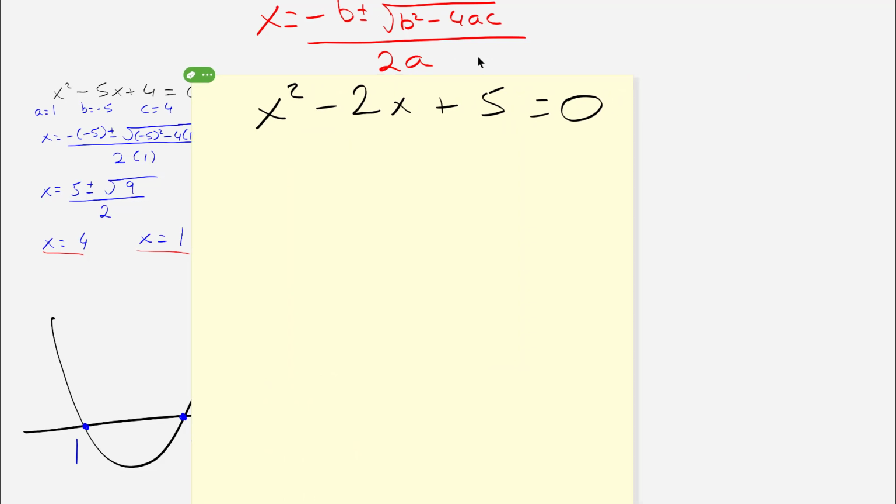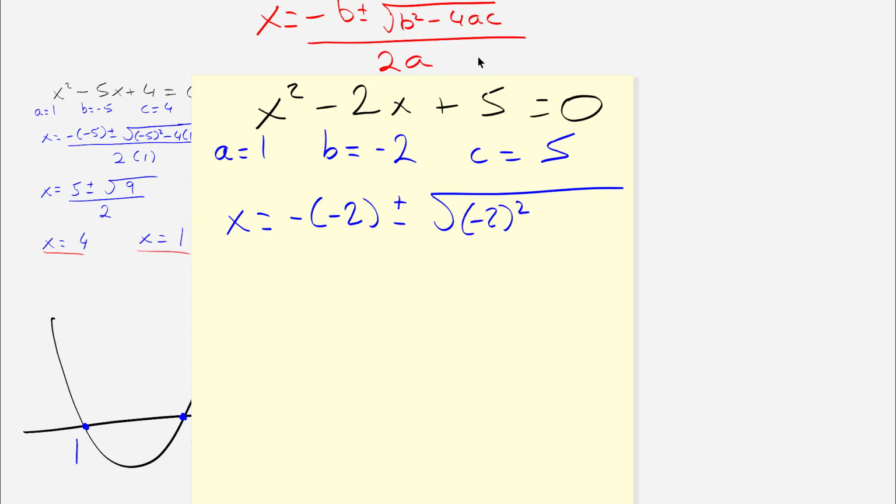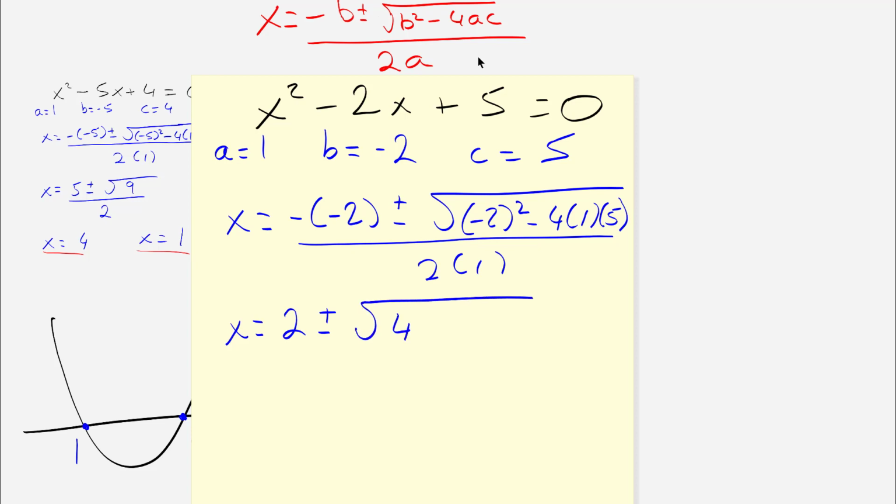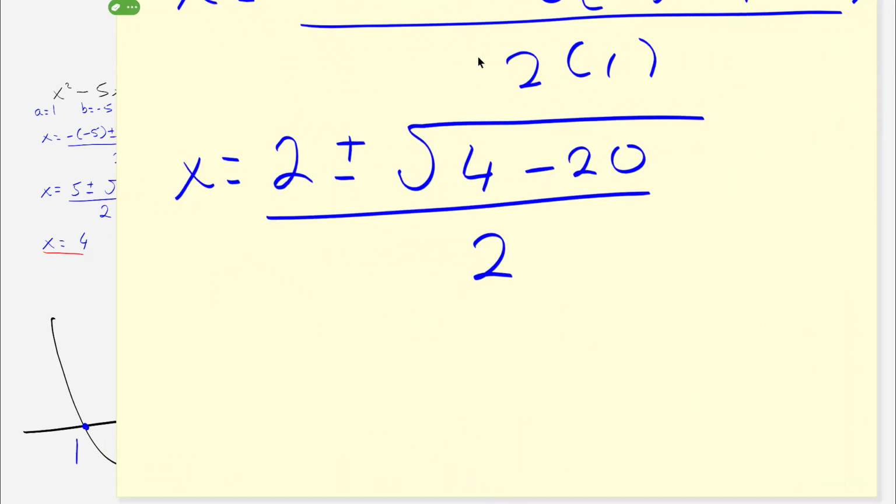x squared minus 2x plus 5. Once again, a is equal to 1, b is equal to minus 2, and c is equal to 5. Filling into my minus b formula, x is equal to minus b, minus minus 2, plus or minus the square root of b squared minus 4ac, all over 2a. So that's x is equal to minus minus 2, which is 2, plus or minus the square root of 4 minus 20, over 2. So x is equal to 2 plus or minus the square root of minus 16, over 2.